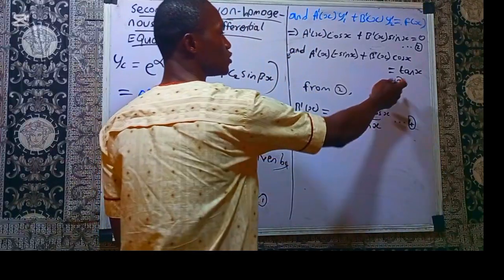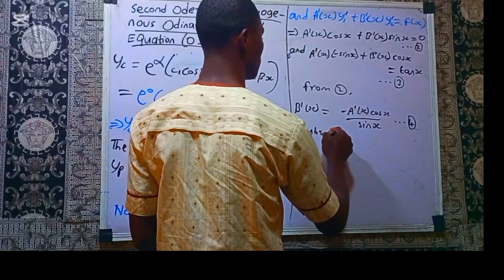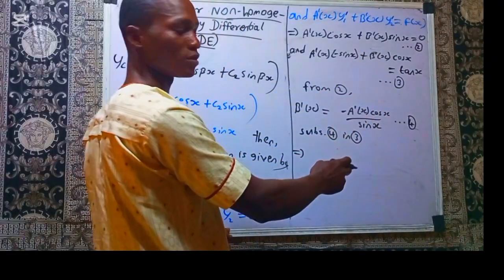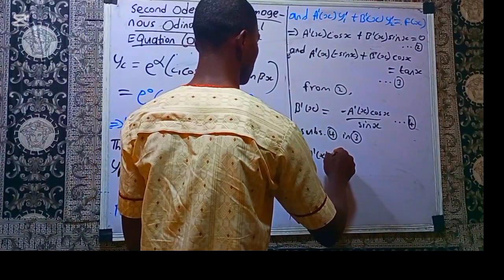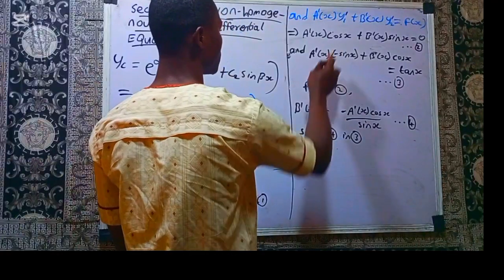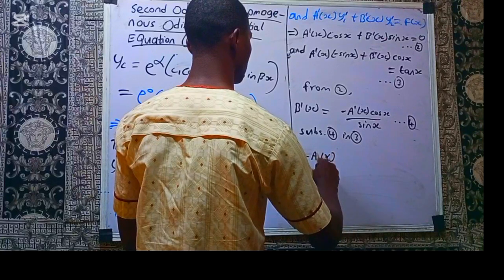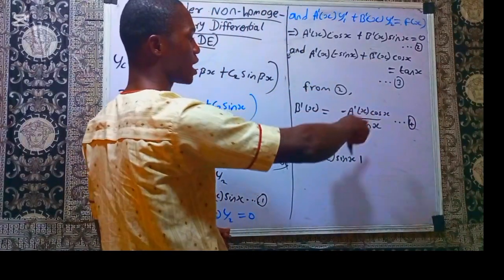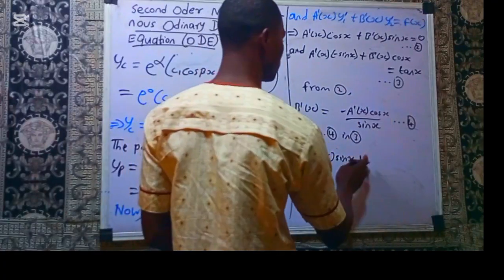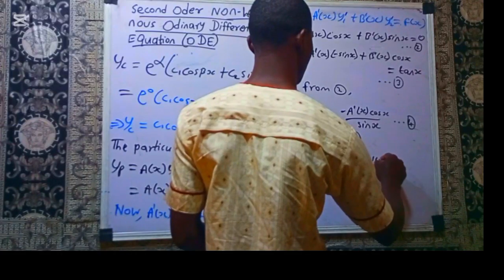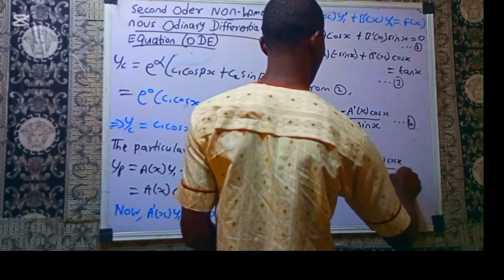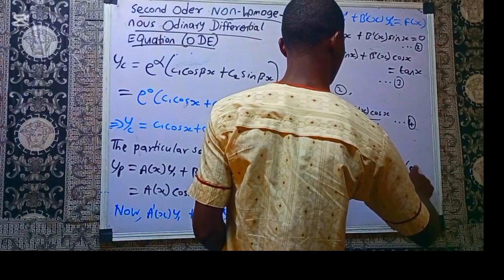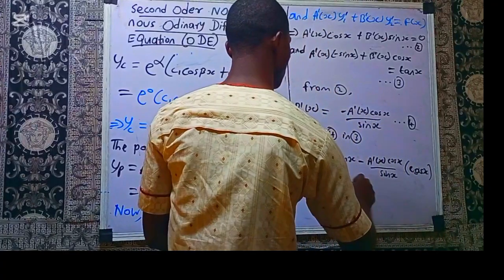You now substitute this equation 4 in equation 3. Substitute 4 in 3. So this implies, instead of this b prime of x, this is what I'm going to put. Let me write this first. A prime of x. So this will be what? Negative a prime of x sine x. And this will be what? Plus, because I have to put my b here and I'm having a negative sign here. Since I have a negative sign, I put it here. So this will be negative a prime of x cos x divided by sine x, multiplying cos x.